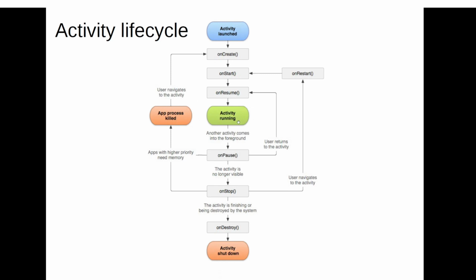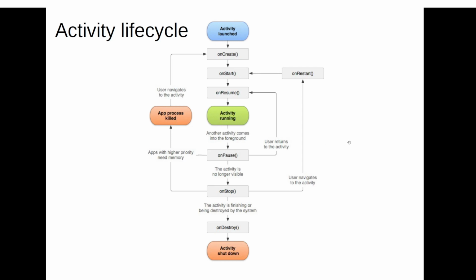If our activity is running and we call finish, or it is destroyed by the user or by the system, onPause followed by onStop followed by onDestroy will be invoked, and at that point the activity is shut down. Now, understanding this life cycle is important.